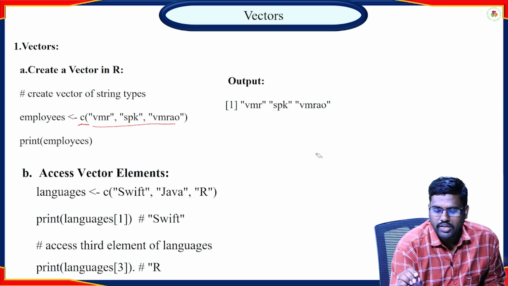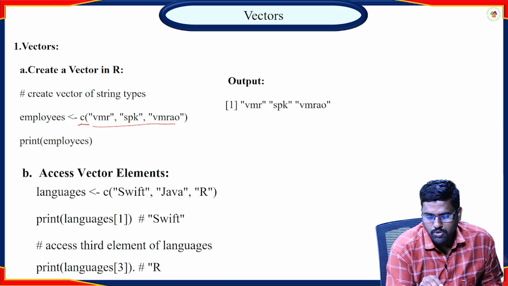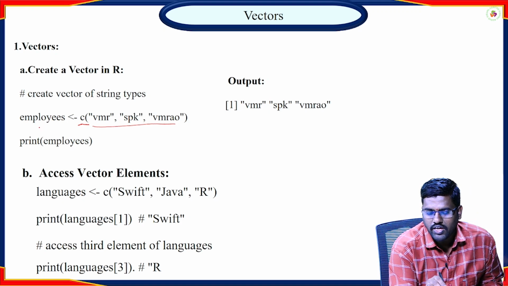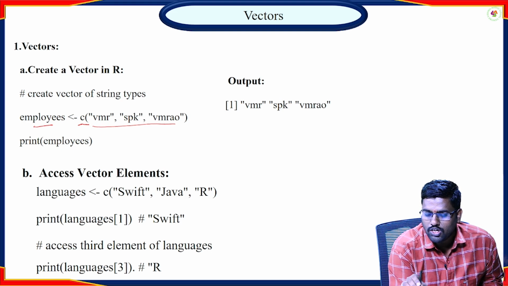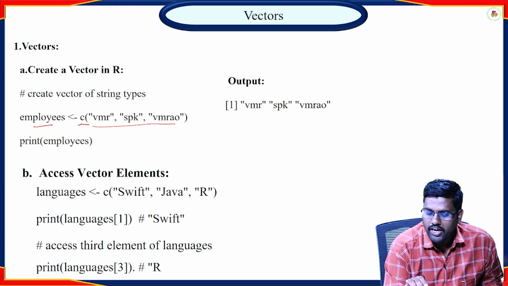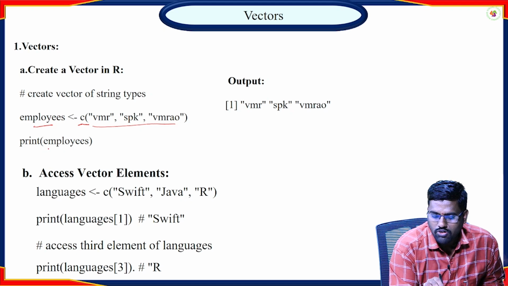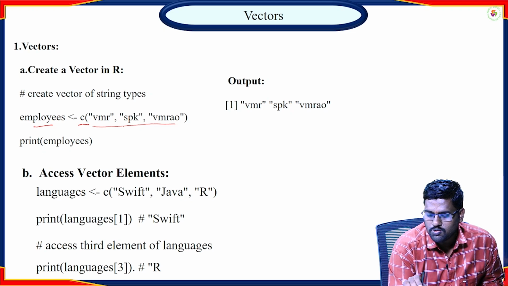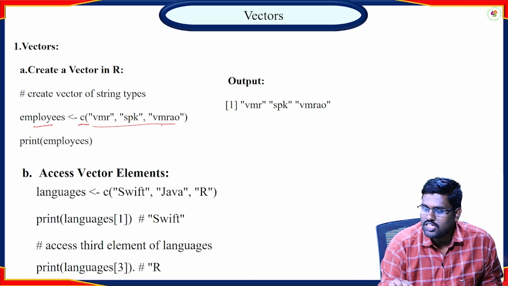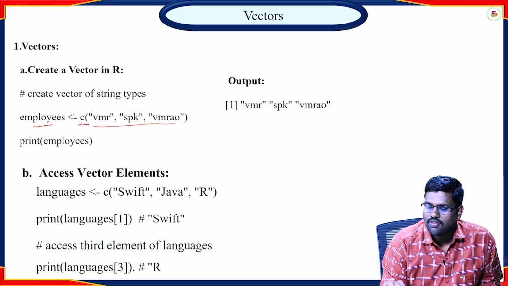If you have to create a vector, this is our variable name, assigned to c, the collection of variable values, whatever we have to specify in this. So I defined three values here. Now if I want to print the employees, they need to print these values continuously, and the values will be printed like this.